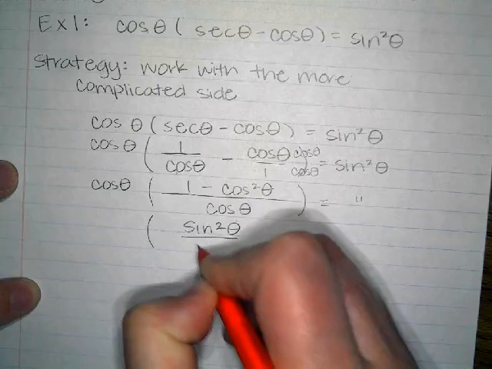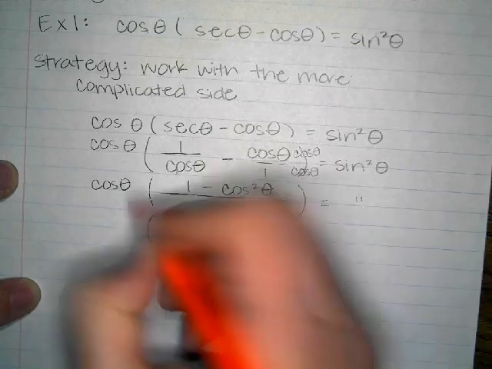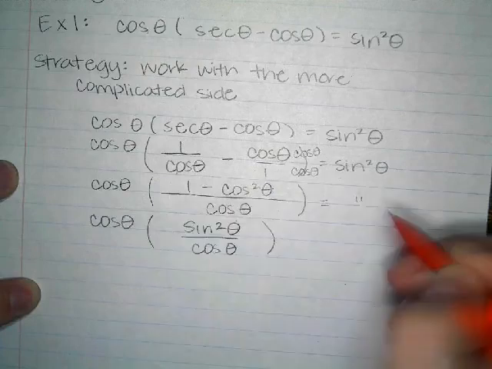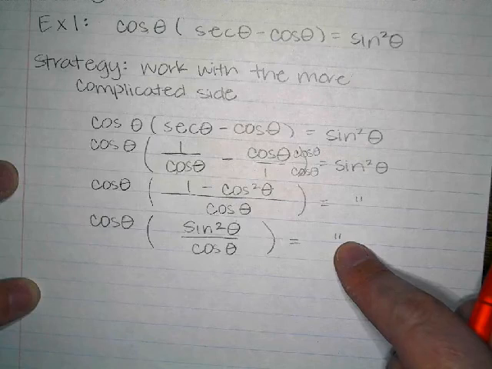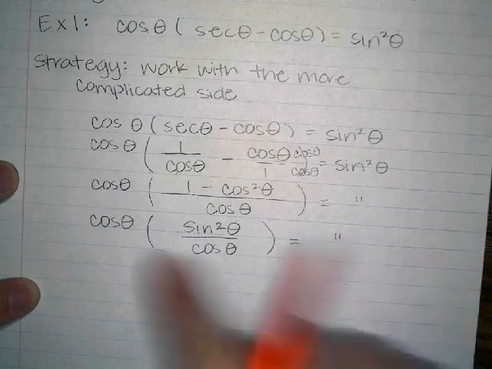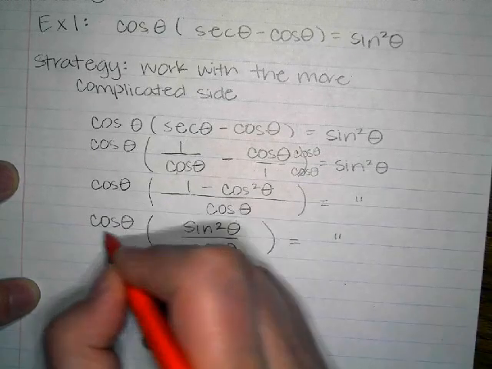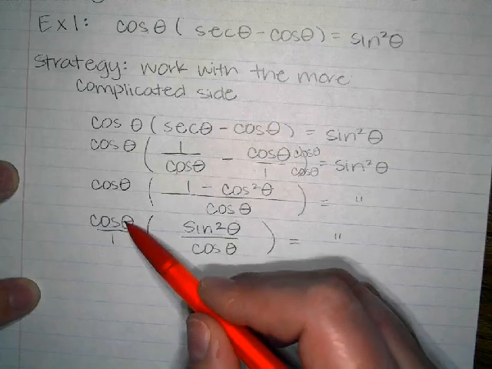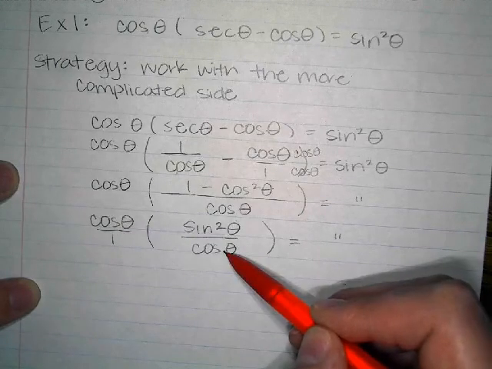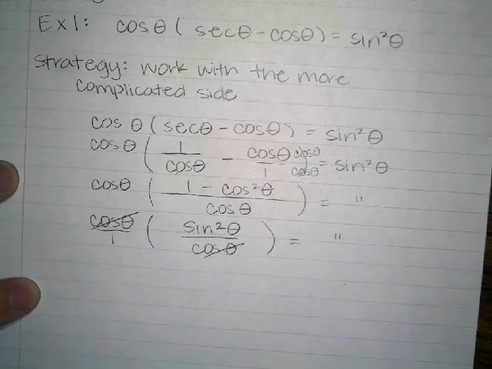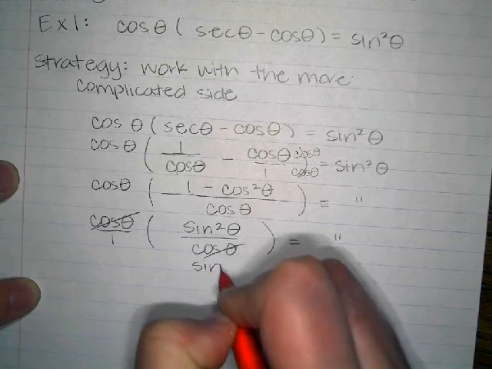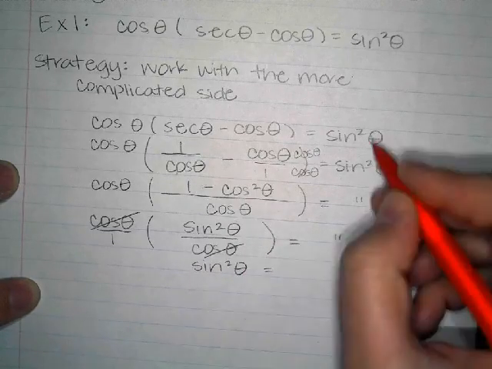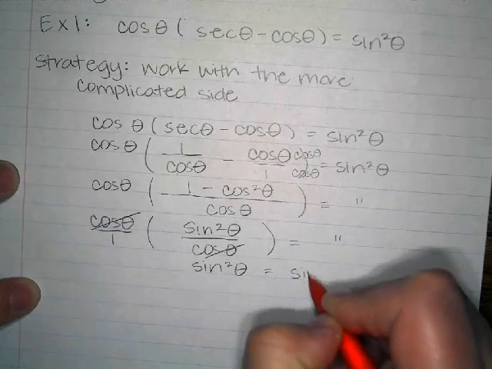My goal is to only have sine squared. That's all I want. I don't want anything else. So the coses cancel out, because technically this is a cos over 1. This is a cos on the top and a cos on the bottom, so these cancel. All I have left is sine squared over here. And on the right, I've had sine squared the whole time. So I have just proved that sine squared equals sine squared. Does that make sense?